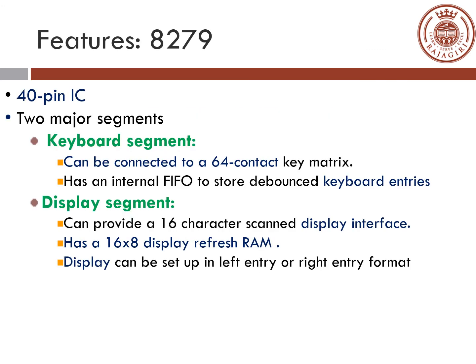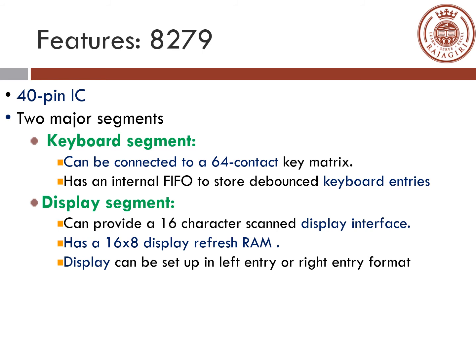So here are the features of the 8279. It's a 40-pin IC as we saw in the pin diagram. There are two separate segments for the chip. One is for the keyboard and one is for the display. The keyboard segment can be connected to a 64 contact key matrix. That is, it has 8 rows and 8 columns. And it has an internal FIFO to store the debounced keyboard entries.